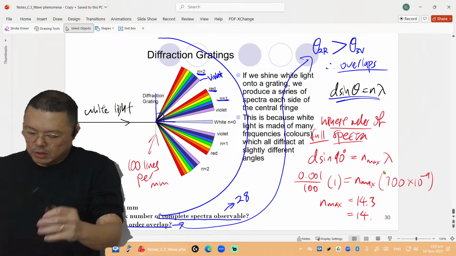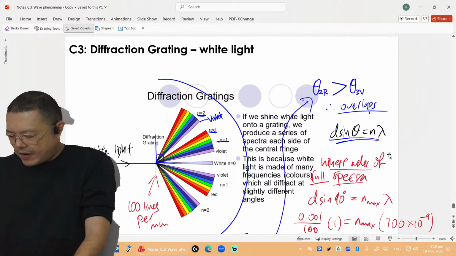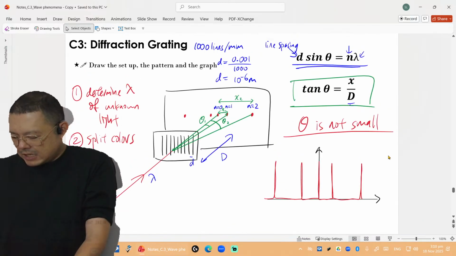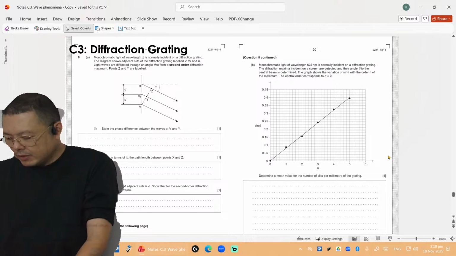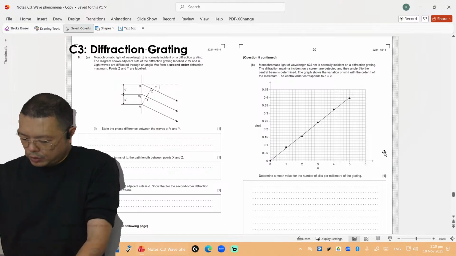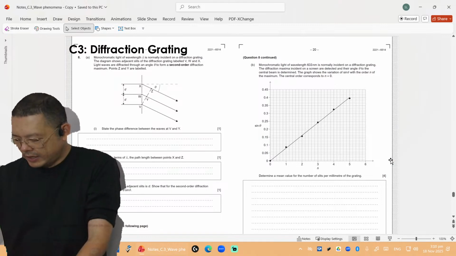Okay, right? So I think for diffraction grating, there's really not much else. Everything else is just practice. So I'm going to leave it to you to do practice. All right. I've got some of them who are already on practice now.